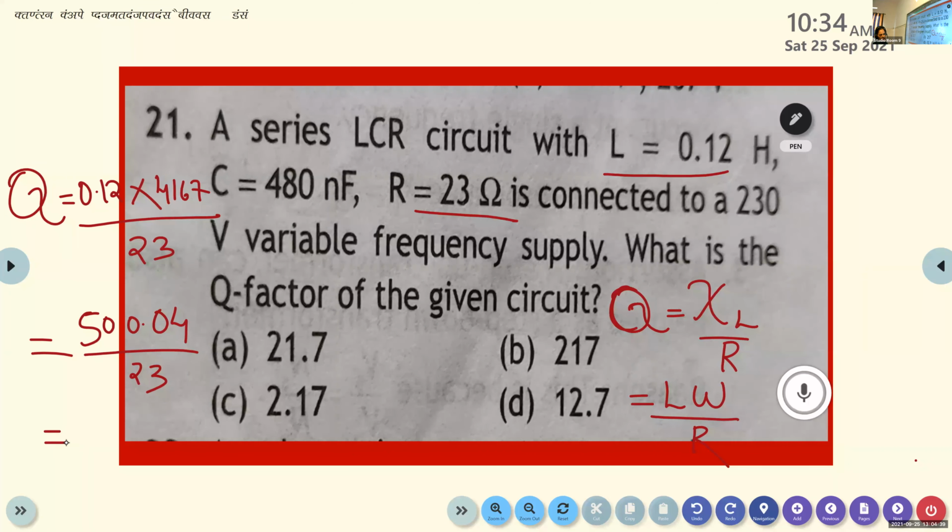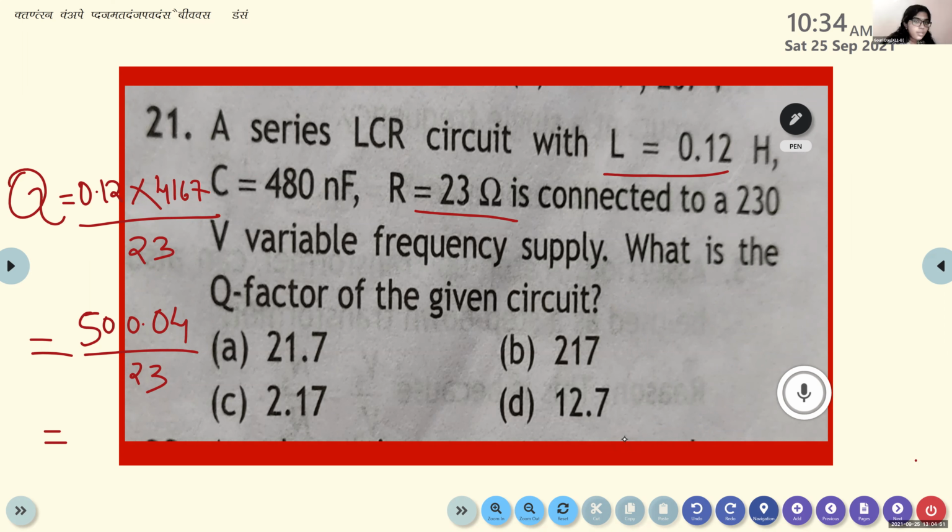What about the final answer? Is it 21.7, 2.17, 207, 1.7? Actually, whenever we divide 500.04 by 23, we get 21.74, but in our options we have 21.7. So option A will be right, 21.7. Okay.